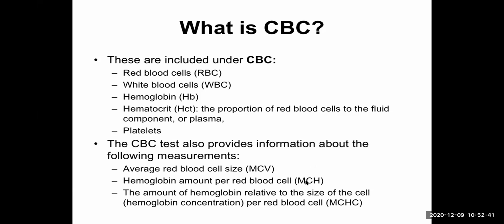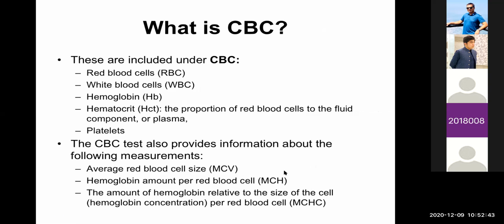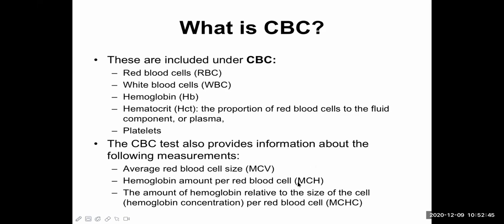Another is MCH, mean corpuscular hemoglobin. Now, what is the meaning? This is the hemoglobin amount per red blood cell. In each red blood cell, how much hemoglobin is present? That is called MCH. And then MCHC, mean corpuscular hemoglobin concentration.